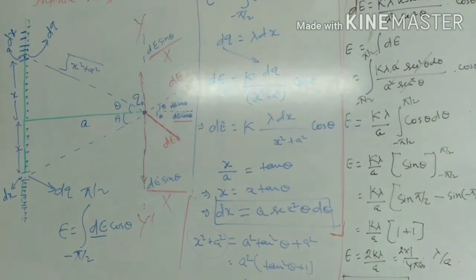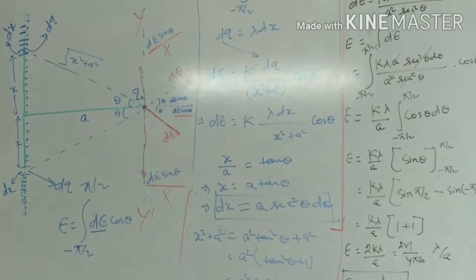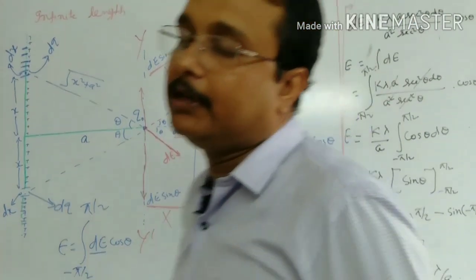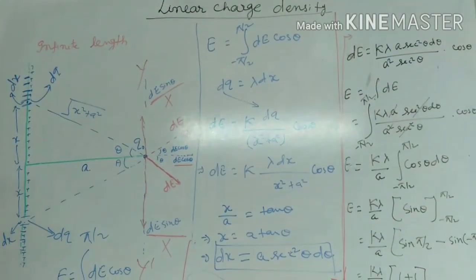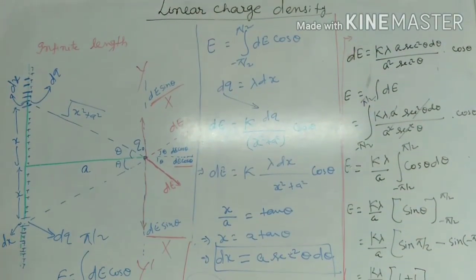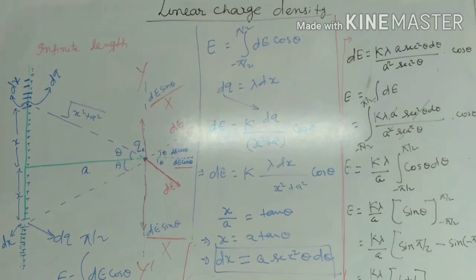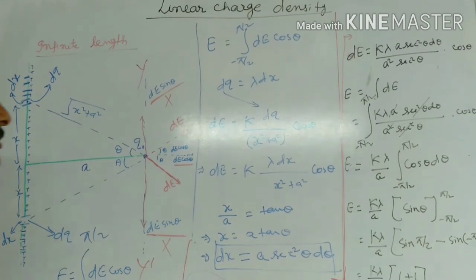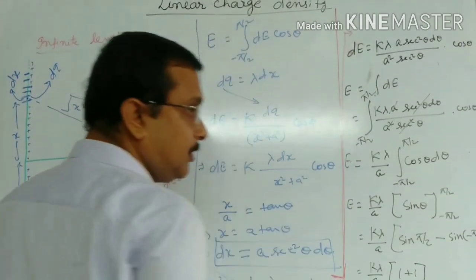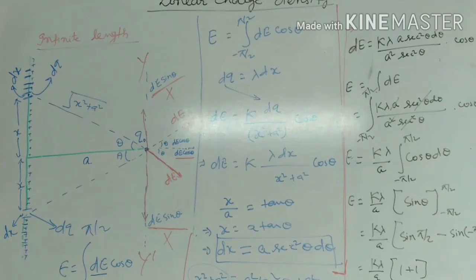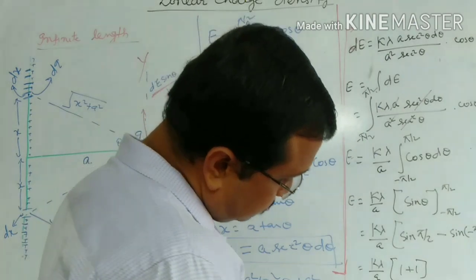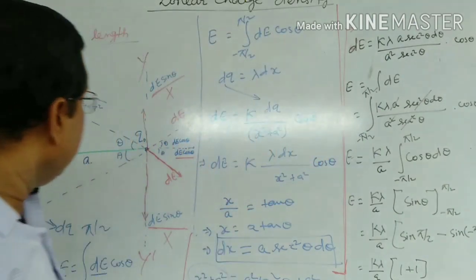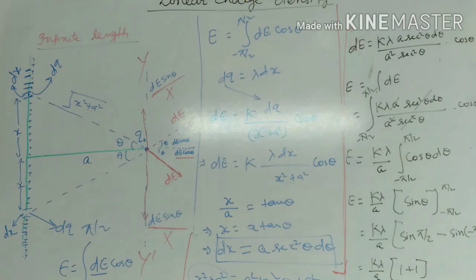This is a very, very useful expression, and we shall be using it in so many cases ahead. This is the expression for the electric field due to linear charge density of infinite length. The value is lambda by 2 pi epsilon naught a, where lambda is the charge per unit length and it is always a constant quantity. And a is the distance from this line.